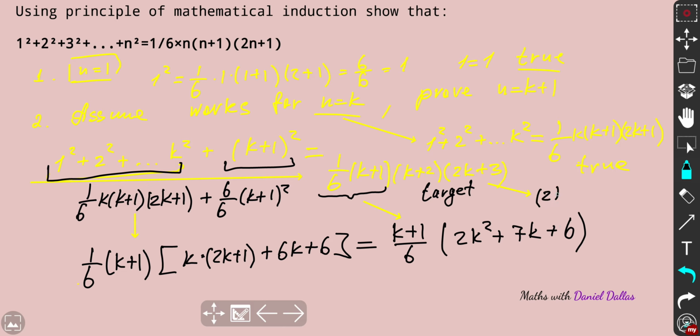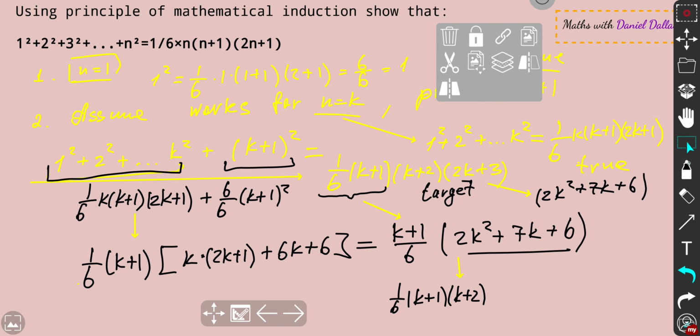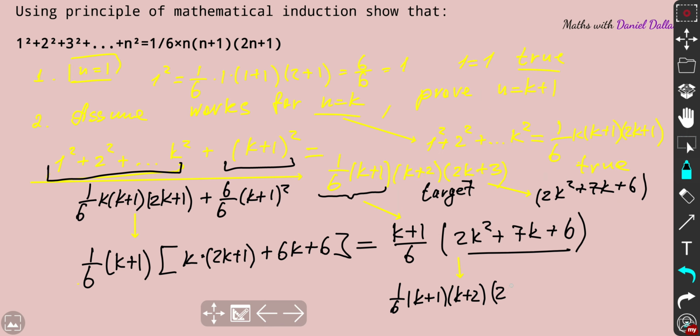So I will use 2k squared, then k times 3 is 3k, and 2 times 2 is 4k, so 7k, and 2 times 3 is going to be 6. Yes, so that works. That means this expression can be factorized in this form. So from here, we've got our complete target statement, which is 1 over 6, k plus 1, k plus 2, and on top of that, we'll get 2k plus 3.